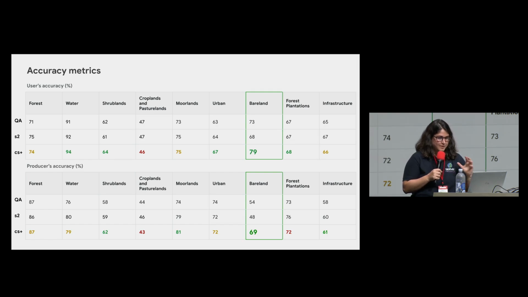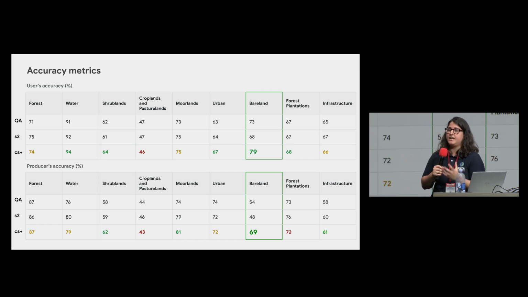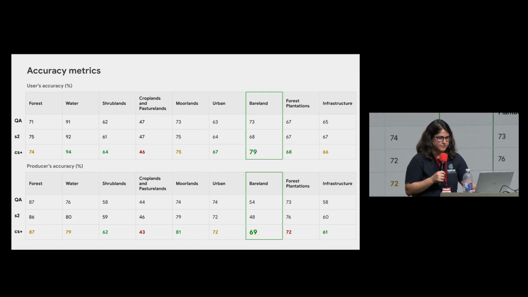And then what was more astonishing, I think, was the improvement seen with the Bearland class that is highlighted there in a green box. So with the user's accuracy, there is a 6% difference compared to the quality assessment band and 11% difference compared to the Sentinel-2 Cloudless. And for producers, we have 15% difference compared to the quality assessment band and then 21% difference compared to Sentinel-2 Cloudless.